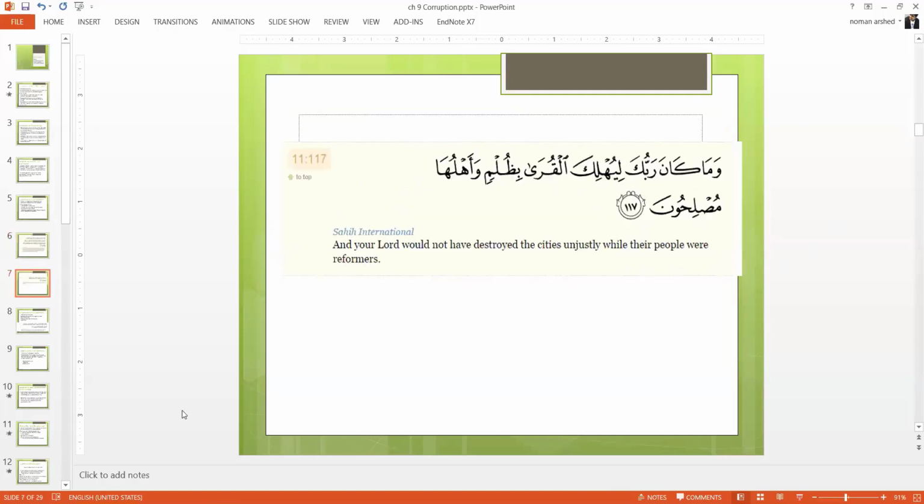Next, we talk about ayat number 117, Surah Hud, ayat 117. It says, and your Lord would not have destroyed the cities unjustly while the people are reformers. So it is said that if the people are good in their dealings, there will be no azmaish, or there will be no destruction. So azab will not come if you are doing justice. Previously, many nations have been destroyed because they were not doing justice.